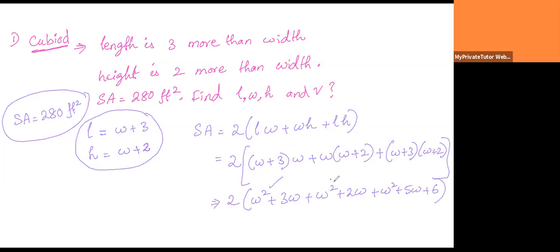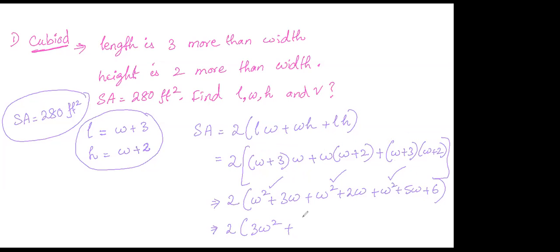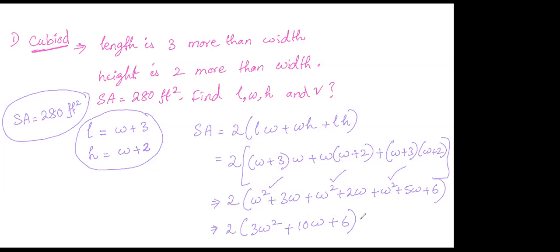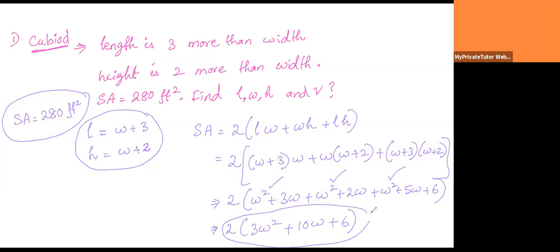So we have a square term. We have 3 square terms. I think you can see my writing below here. So W square plus W square plus W square is 3 width square. Also 3W, 2W, and 5W, which is 3 plus 2 plus 5, which is 10W. Excellent. And we do have a constant as 6. So this is what we got for the surface area. Please remember this. We don't have space, so we'll go to the next page. So what we got: surface area equals 2 into 3W square plus 10W plus 6.